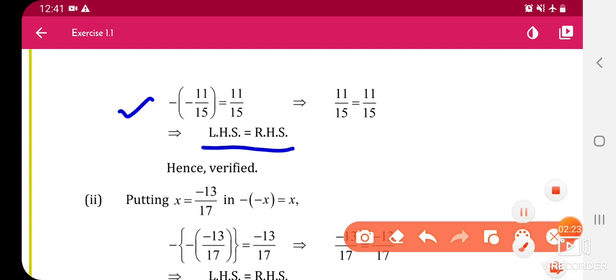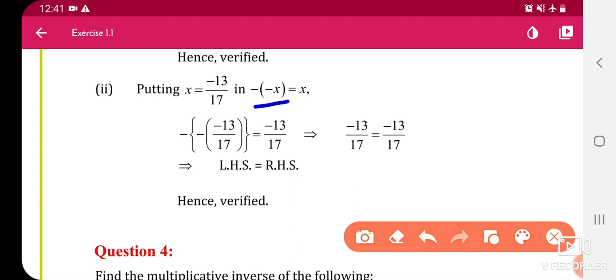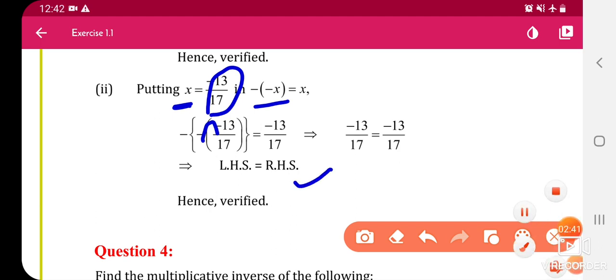Now the next question. In the second question we again take the LHS and put the value here. This minus and this minus is plus, but this minus is remaining. So minus 13 upon 17. And what is the minus 13 upon 17? This is x. That's why I write here x. That means LHS equals RHS.